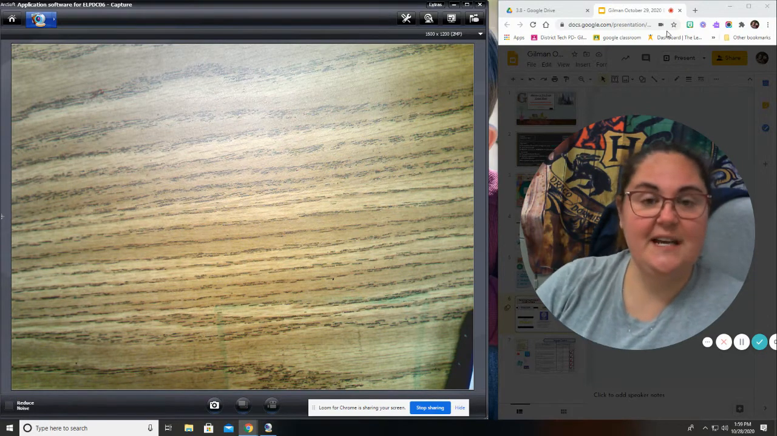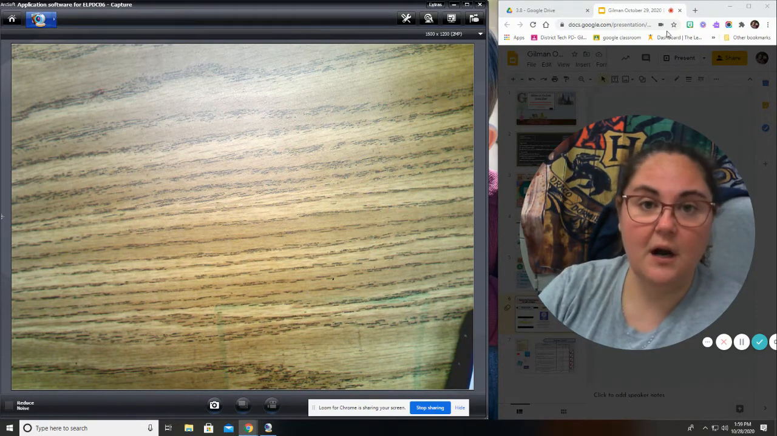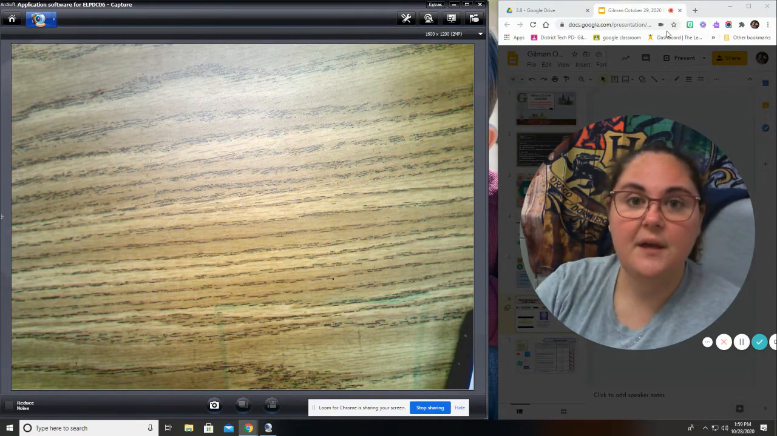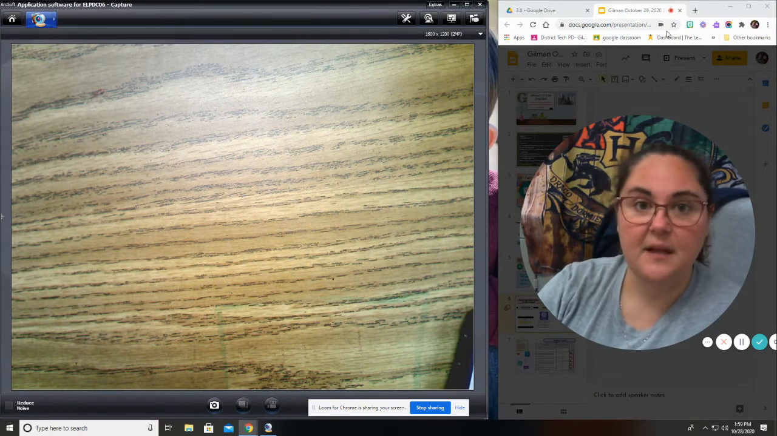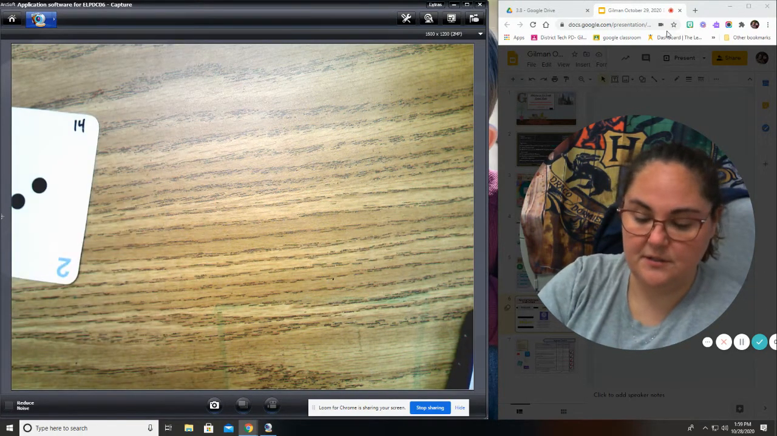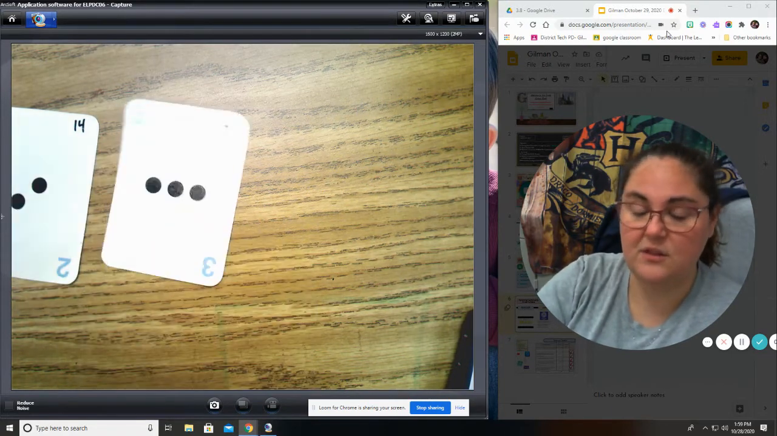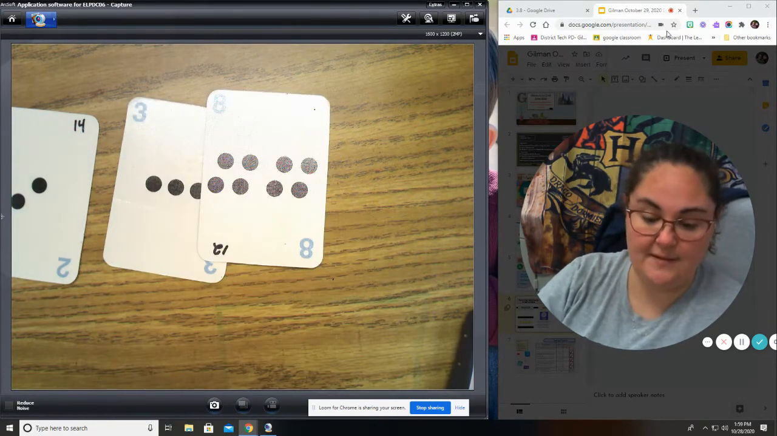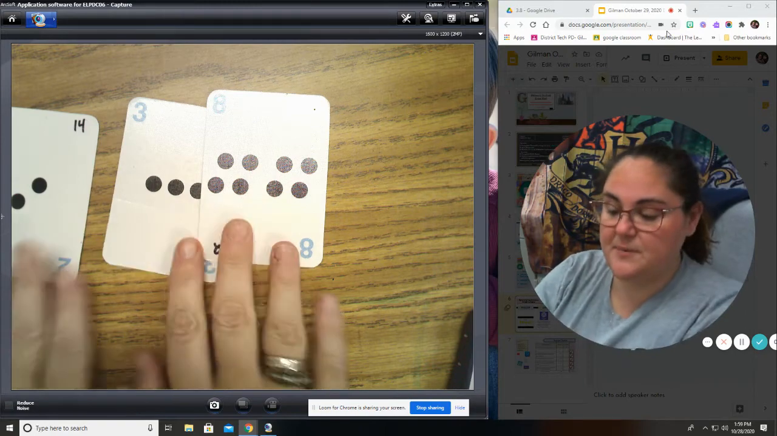What you're going to do is take turns. You and your partner are going to have a chance to take turns. You're each going to choose 3 cards. When you choose your 3 cards, you're going to make the largest mixed number that you can.